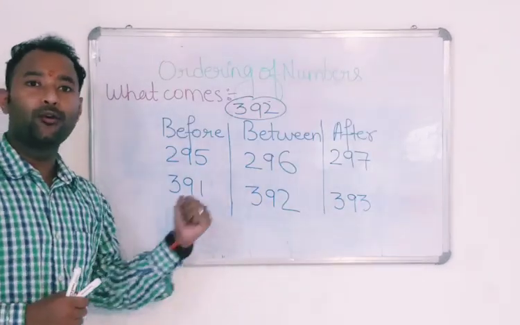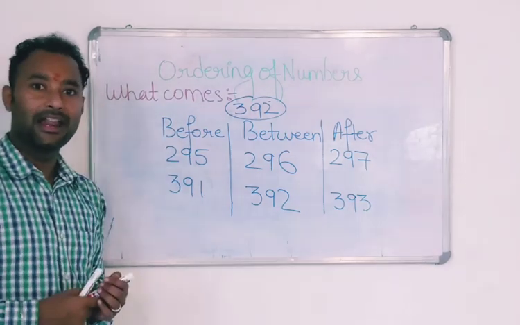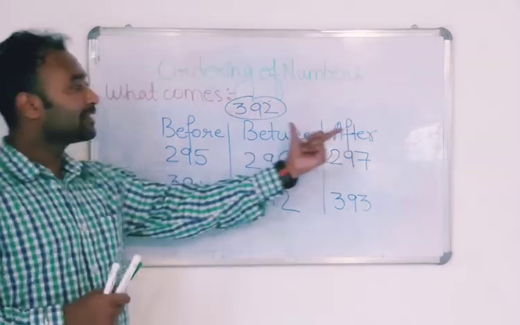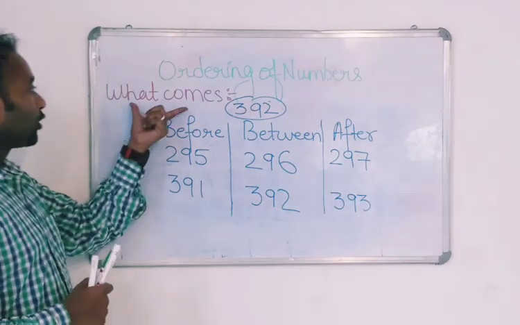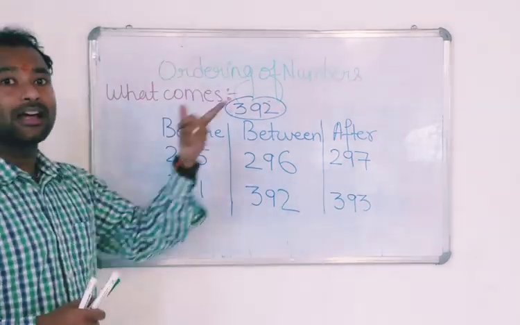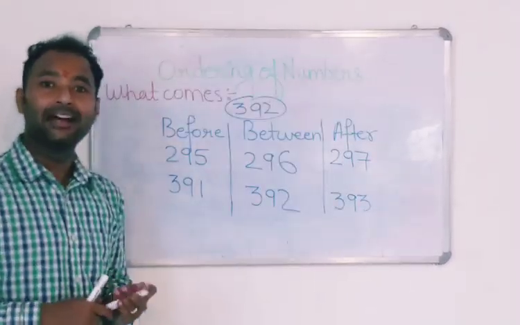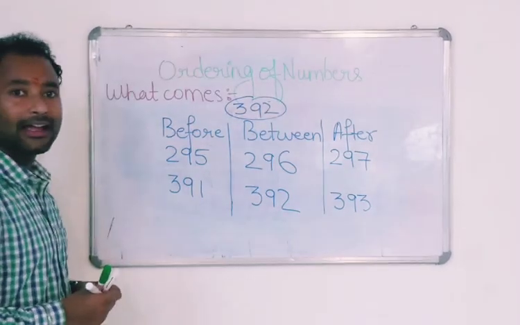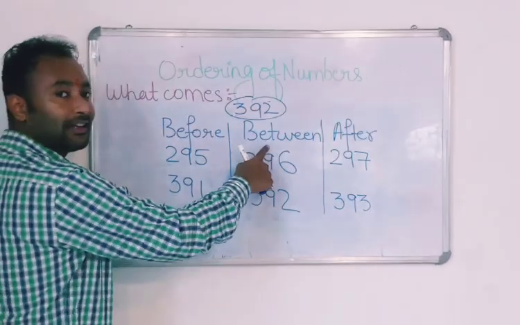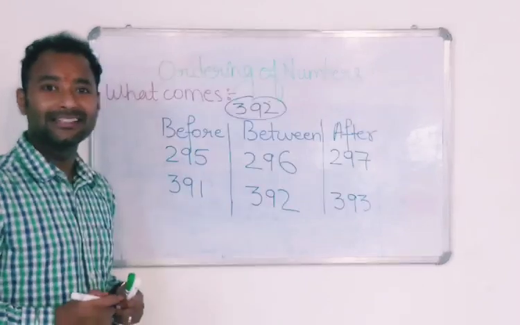Okay, students. So whenever a number is given to you, if it is being asked that you have to write the before number, you will write one place before or the previous number. Now if the question says what comes after this number, you will automatically write the next number. And if two numbers are there, you will be able to write the between number. Understood, students? Yes.